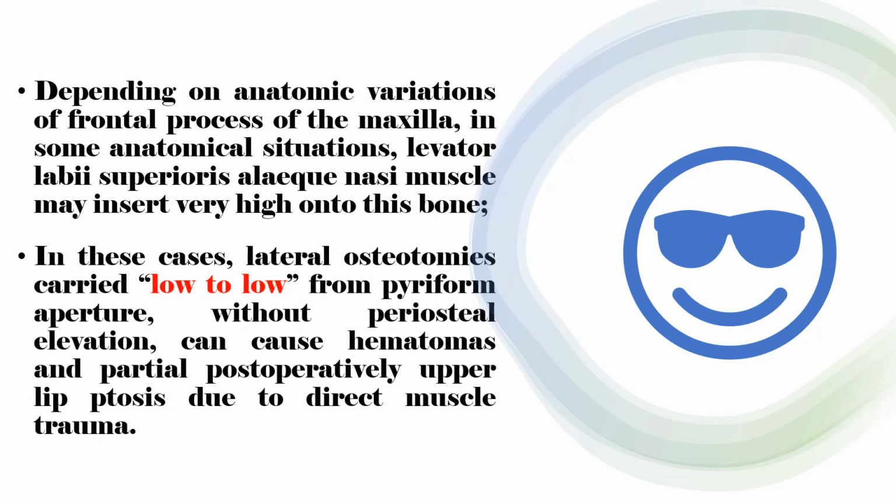Depending on anatomic variations of the frontal process of the maxilla, in some anatomical situations, the levator labii superioris oblique nasi muscle may insert very high onto this bone. In these cases, lateral osteotomies carried out low to low from the piriform aperture, without periosteal elevation, can cause hematomas and partial postoperative upper lip ptosis due to direct muscle trauma.